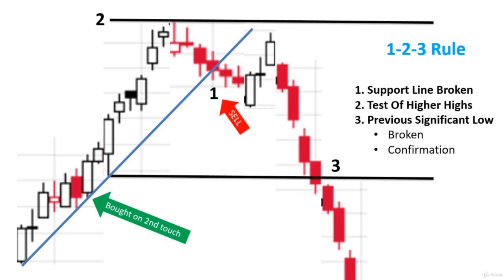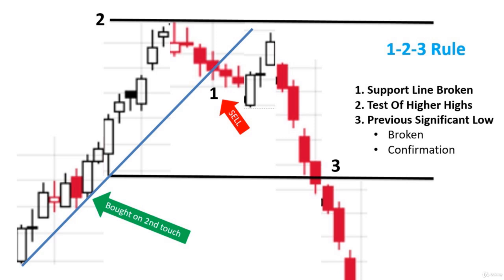In this particular example, it went down to the number 3 line, the test of the previous significant low, and then broke right through it, right? It broke through, and that's your confirmation. As soon as it breaks through, that's enough confirmation, and you're selling at that point to get out. So as you can see in this example, I would have made more profit if I would have sold at number 1, if I would have followed the rule and not tried to test for a pullback. If it would have broken through at number 2, then I would have been rewarded for that.